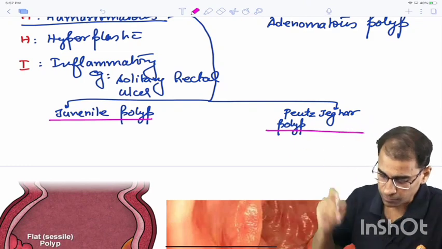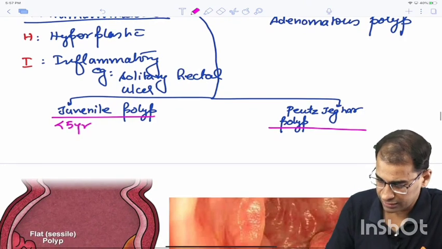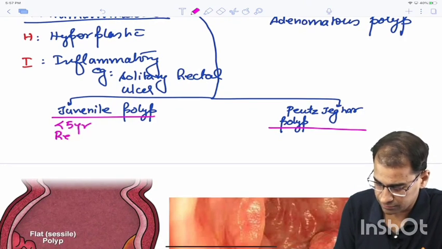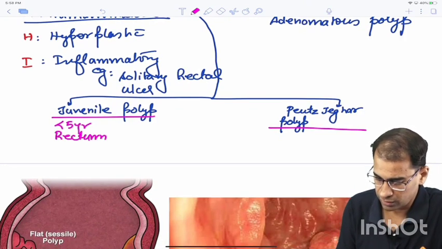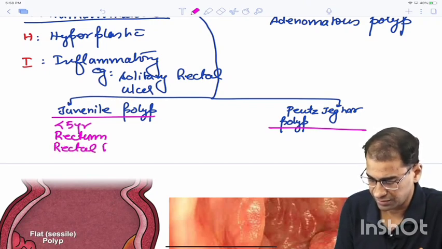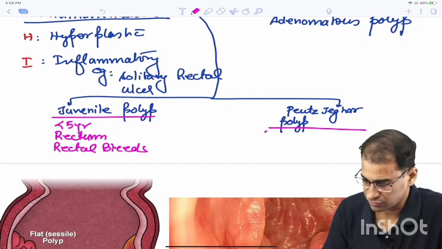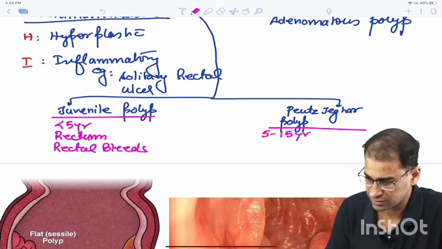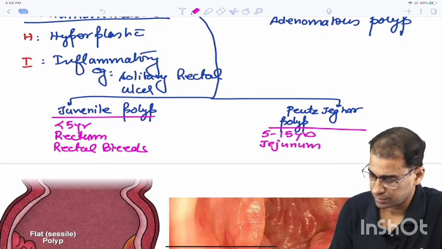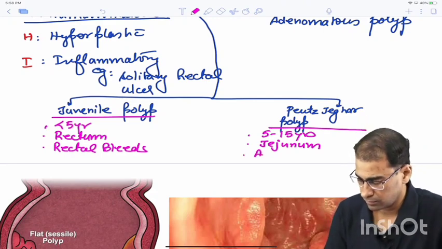Then, juvenile polyp is seen in less than 5 years of age. The main site is rectum. And the most common clinical feature is that it often presents with rectal bleeds. Peutz-Jeghers polyp, the usual age is 5 to 15 years. Main site is jejunum, and it often presents with abdominal pain.